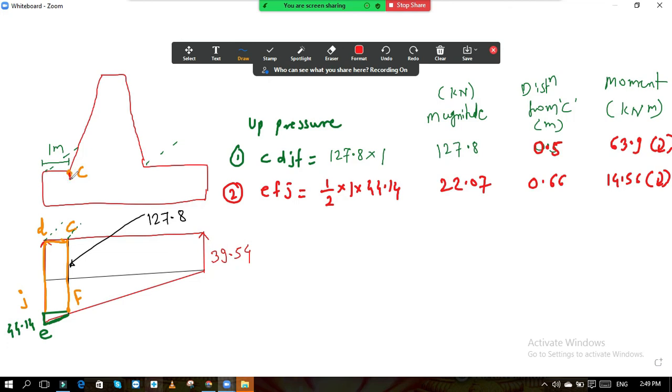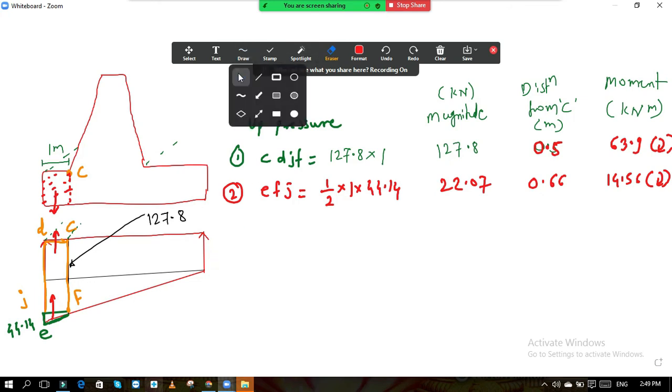Now, if you see, this is the area of the toe slab, and the self weight of the toe slab will be acting down, while these forces are acting up. Okay. Now consider the self weight. Now we will consider the self weight.